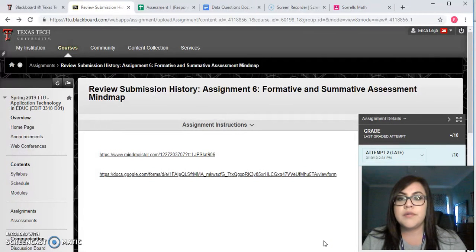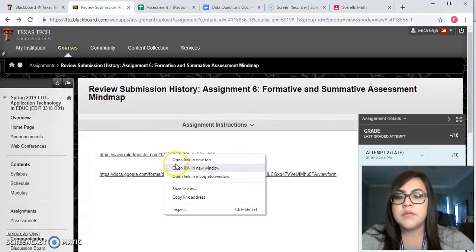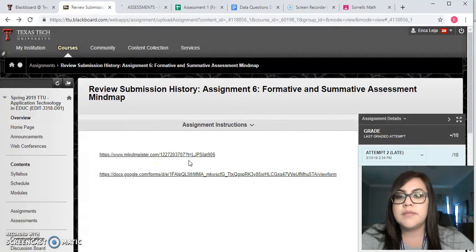So I'm going to do a screencast over the assignments that you're able to see, which is assignment 6 and assignment 7. Assignment 6, if I'm not mistaken, is the formative and summative assessment mind map. Okay, so I'm going to go to a new tab, MindMeister.